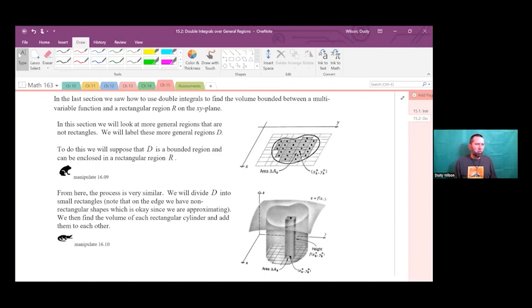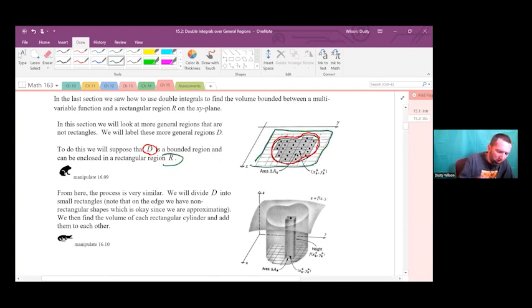And to do this, we will suppose that D is a bounded region and can be enclosed in a rectangle R. Let me make sure you see what's going on here. So here is our region D, and it's bounded within the rectangular region R. So here's the R, here's the D. Okay. And from here, the process is very similar.